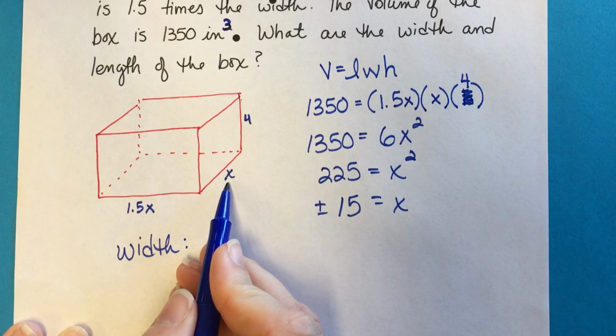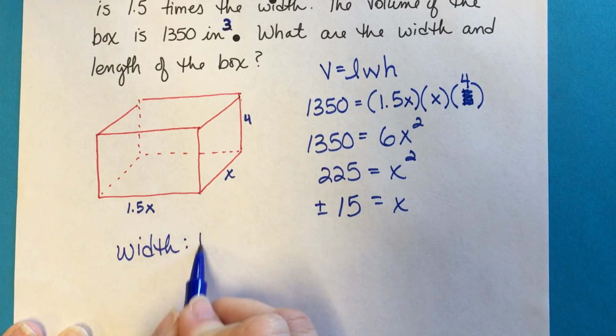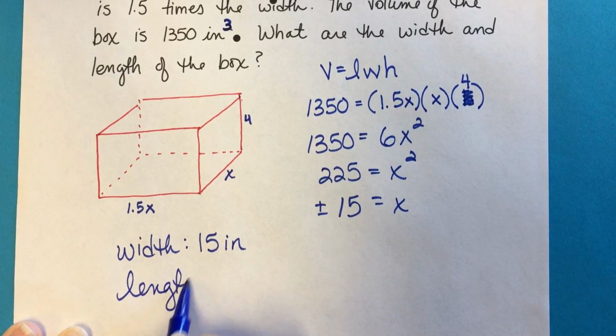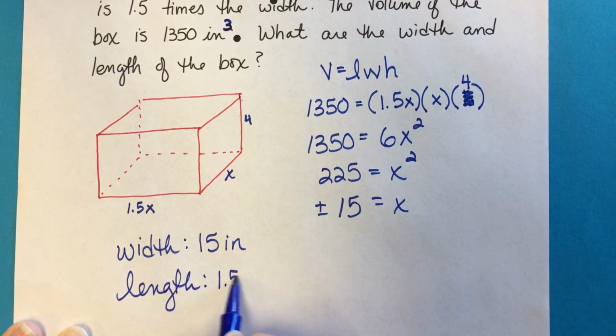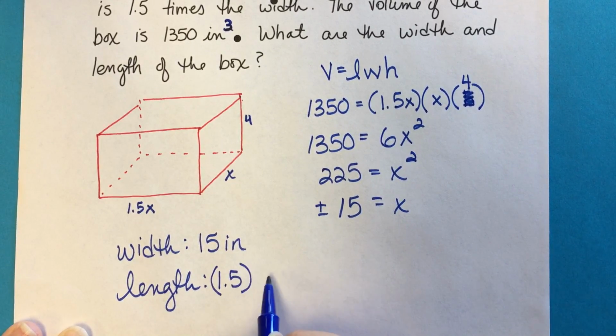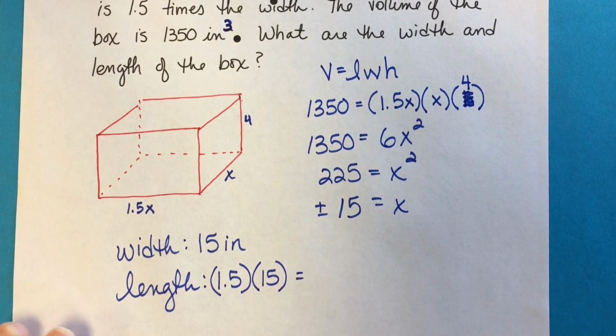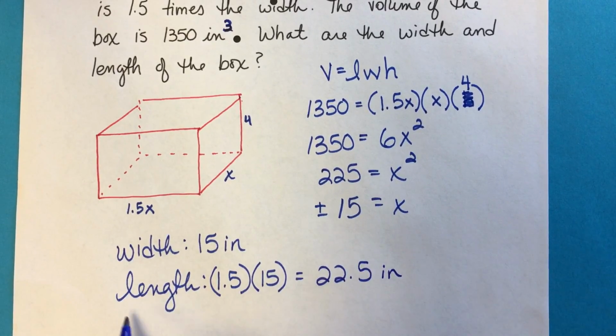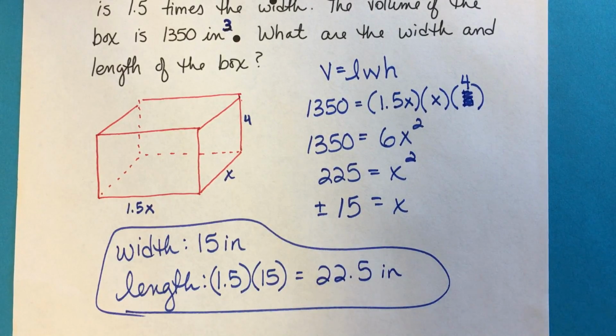So the width is just x, which we said is 15, so it'd be 15 inches. And the length is going to be 1.5 times the 15. So that's going to give us 22.5 inches. So there are your other two dimensions.